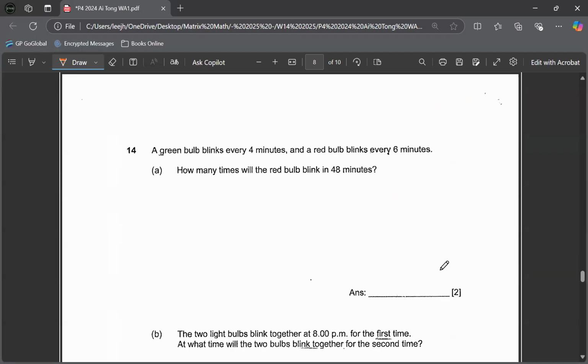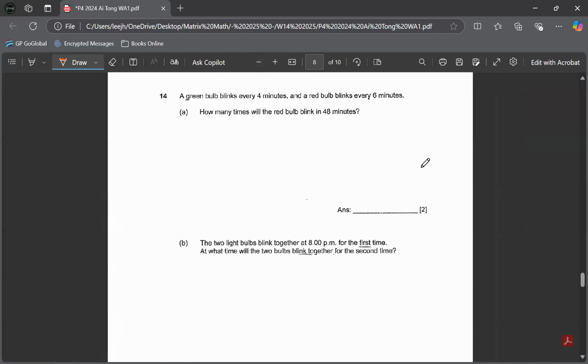Question number 14. Okay, maybe I'll shrink it a bit. A green bulb blinks every 4 minutes, but then a red one blinks every 6 minutes. How many times will the red bulb blink in 48 minutes? Okay, so in 48 minutes, what we are going to do is look at the red bulb. The red bulb, one time, it blinks every 6 minutes. So in 48 minutes, how many times?